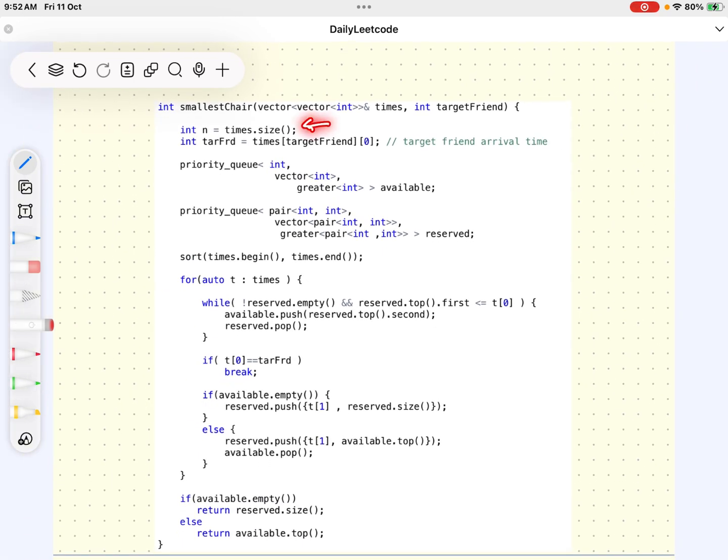So this is our size of array. We save our target friend's arrival time. We have 2 min heaps, one is available and another is reserved. We sort them according to their arrival time.